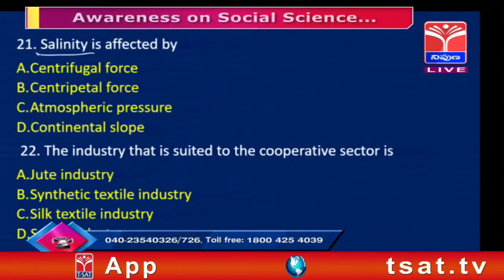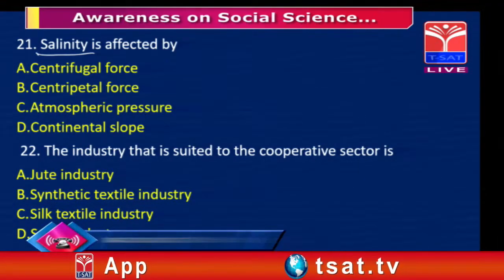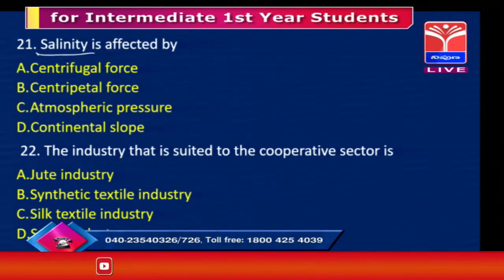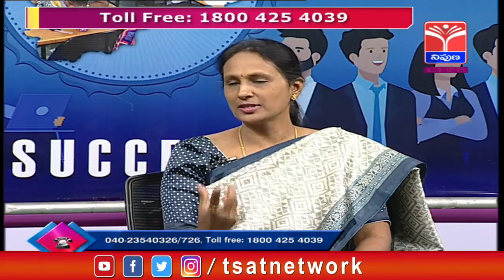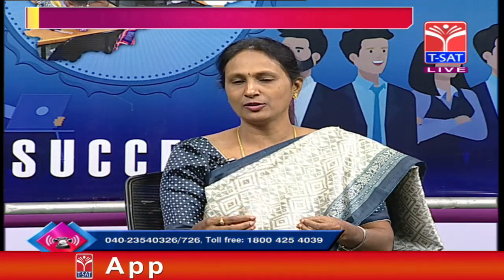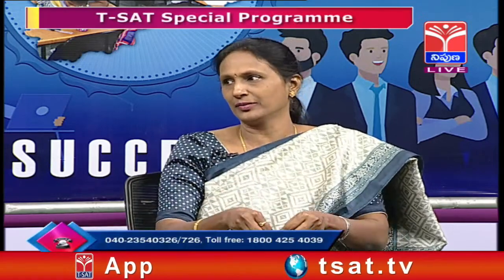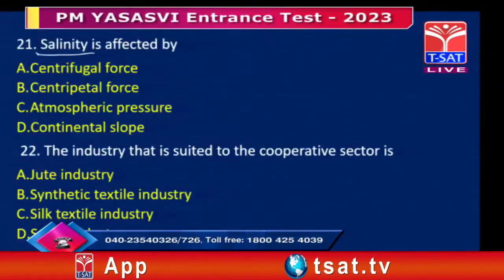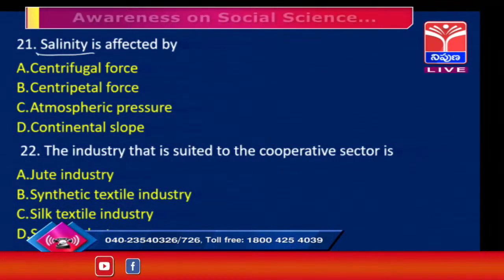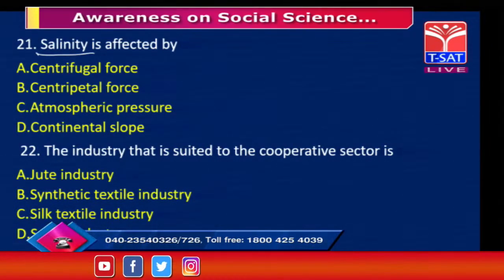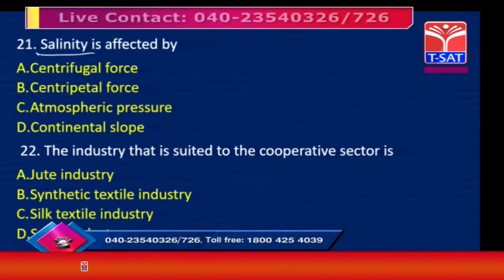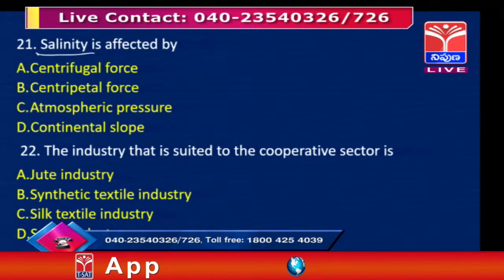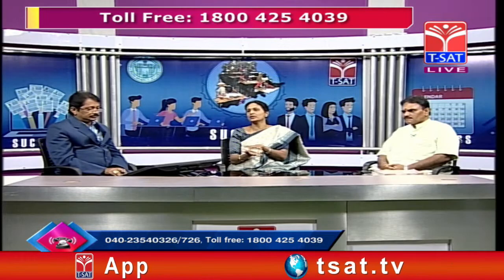So now, what are the factors that affect the salinity? First we should know what is centrifugal force. In the rotation, the centrifugal force moves away. Then next comes the centripetal force, where the object comes nearer to the center, towards the center. That is centripetal force. So they should know what is atmospheric pressure. The atmospheric pressure is in the atmosphere, where the force is exerted on one particular object in the atmosphere, that we call atmospheric pressure.